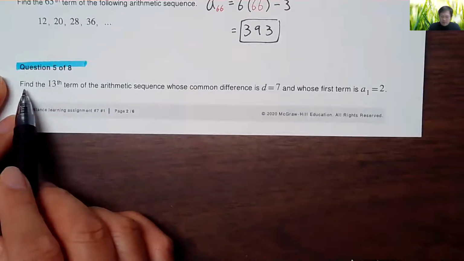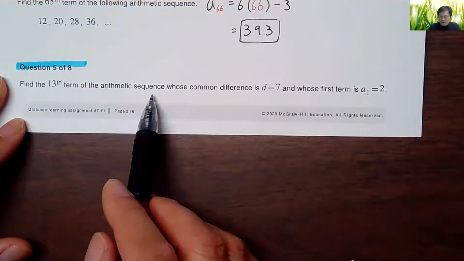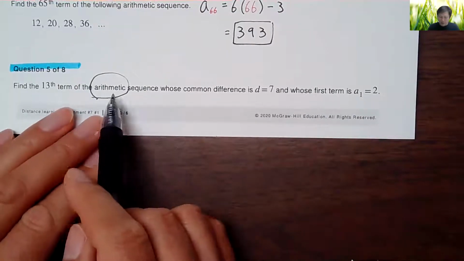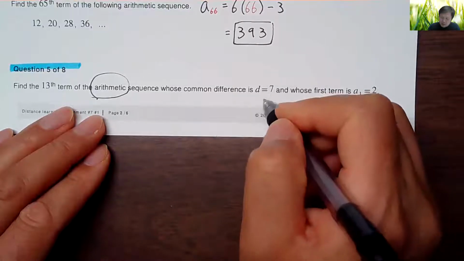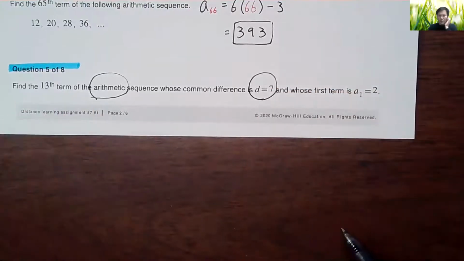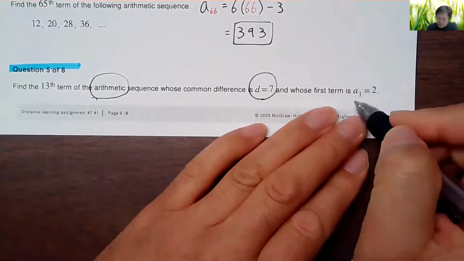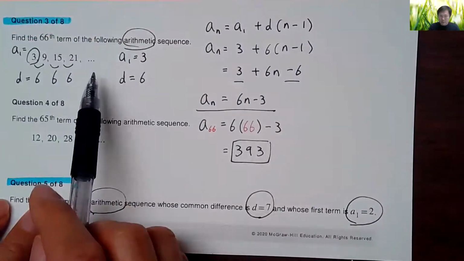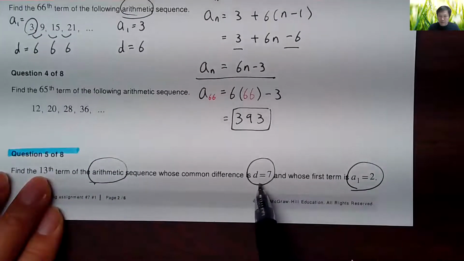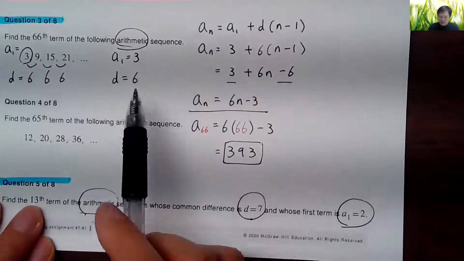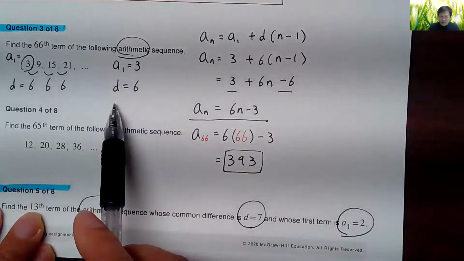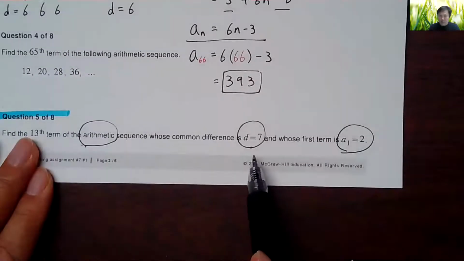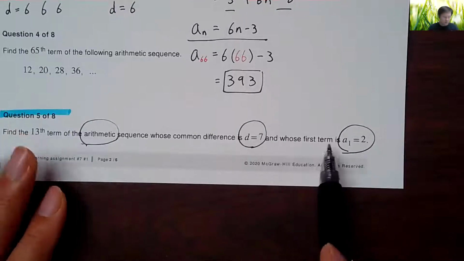Question 5. Find the 13th term of arithmetic sequence. Again, we are giving you the information of the sequence is arithmetic, whose common difference is d equal to 7. So we gave you value of d as a 7. First term is a sub 1 equal to 2. Okay, so this one is exactly same as the previous question, except we already gave you d and a sub 1. You see, we got those information on previous question from looking at the sequence. Well, it's even easier. We already gave it to you.